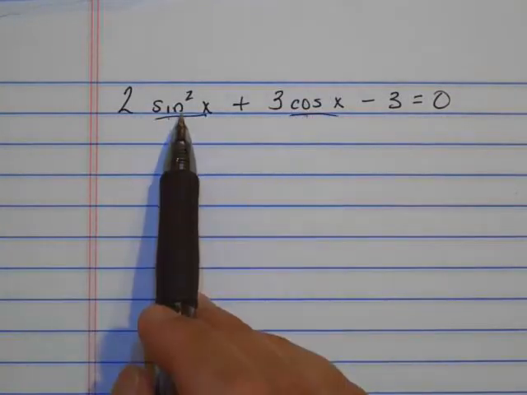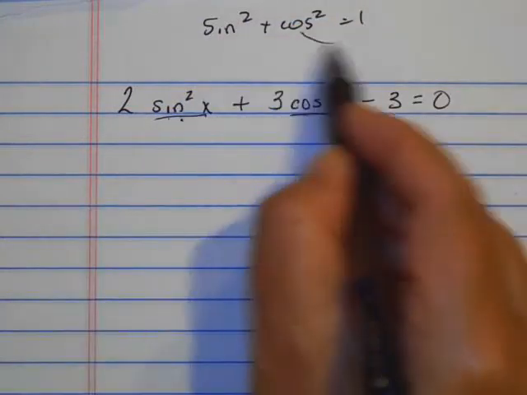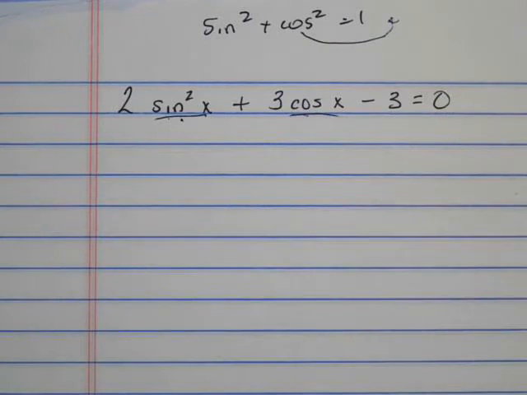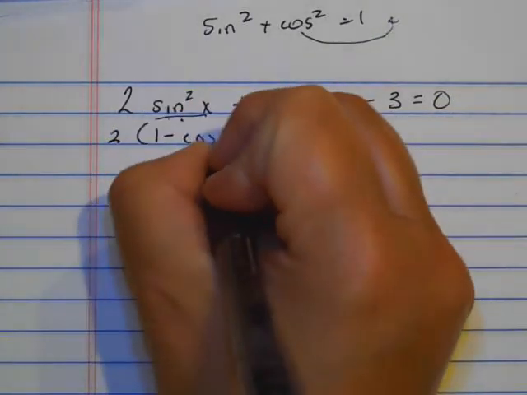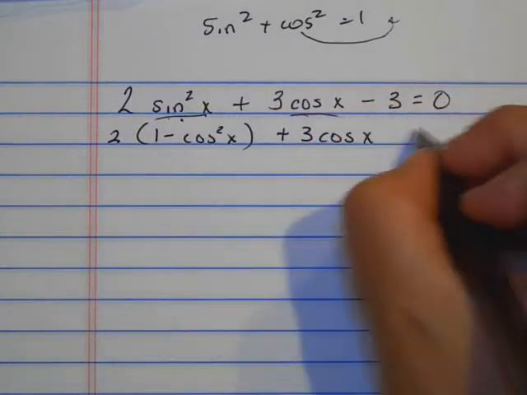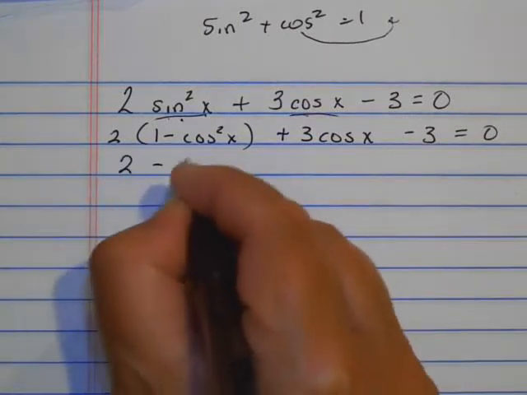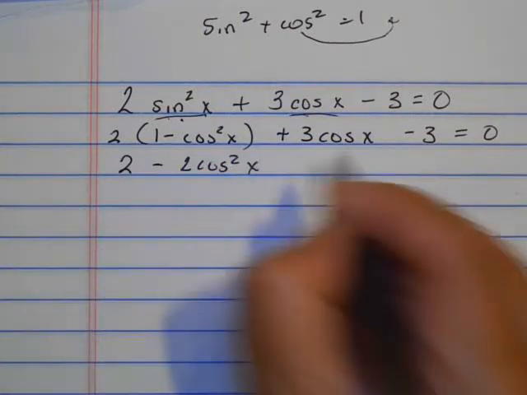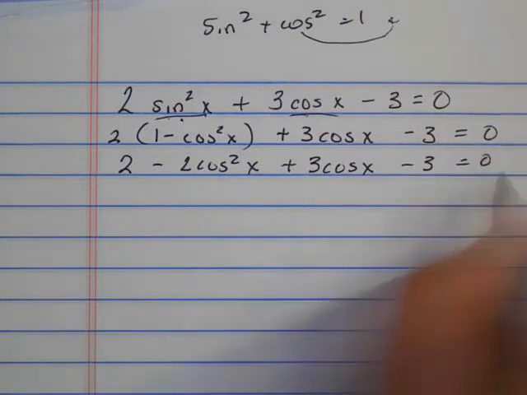And if you look at your Pythagorean identity, there's a way that I can manipulate sine squared plus cosine squared equals 1 to look like this. I could subtract the cosine squared from both sides. So in place of that sine squared, I'm going to put 1 minus cosine squared. So I'll be left with 2 minus 2 cosine squared x plus 3 cosine x minus 3 equals 0.